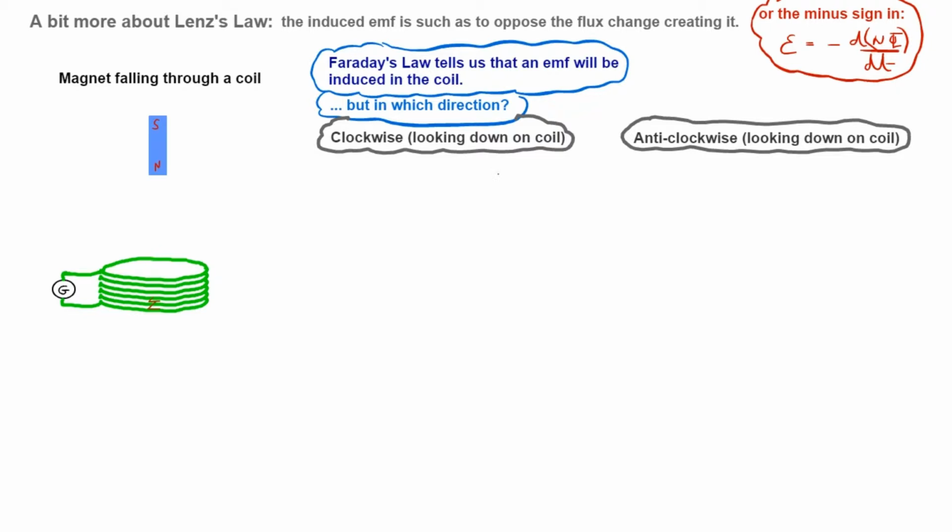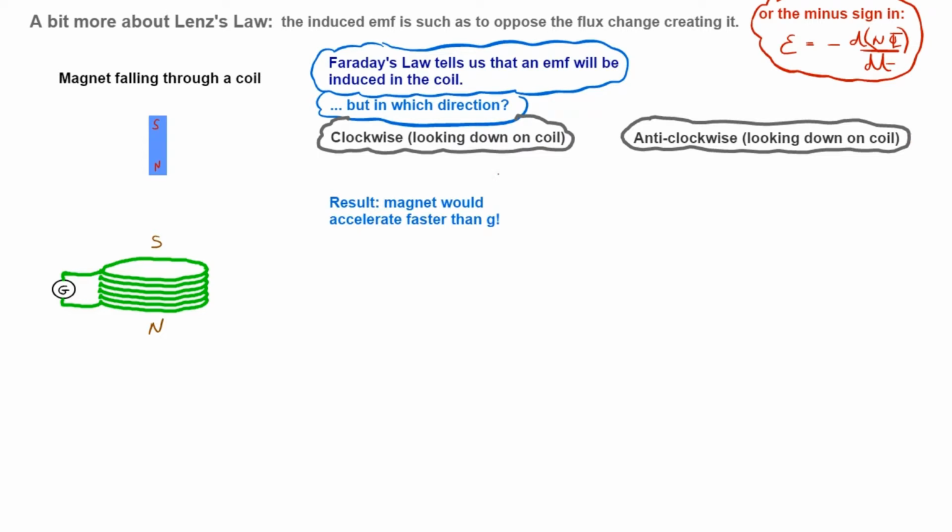So let's take away the arrows. Of course, we can see straight away that this magnet is going to feel an attraction towards the top of the coil. And now, is that okay? Well, it's not okay because it would accelerate faster than g.